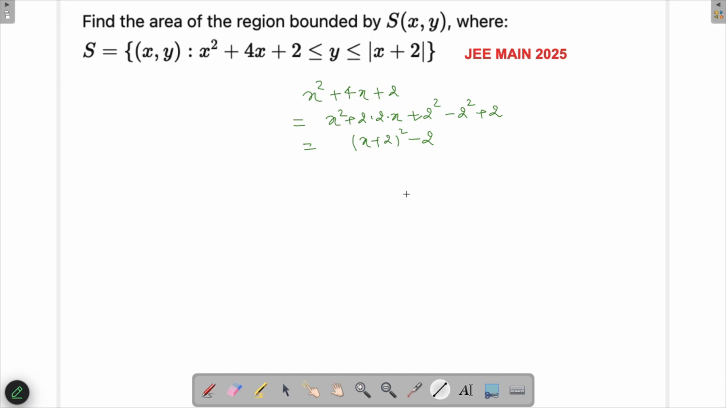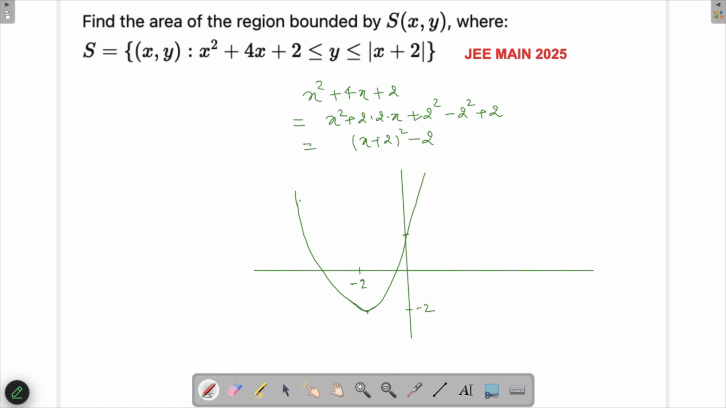So if I have to draw the parabola, it would look something like this. It will be shifting by 2 units to the left because of this x plus 2, and also shifting 2 units down because of the minus 2. So there will be minus 2 over here, right? And then we can figure out where it will be cutting the y-axis. When we put x equals 0, it will be cutting somewhere over here too. So the curve would be looking somewhat like this. This is how the parabola would look.